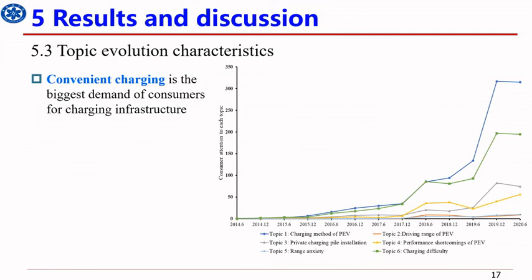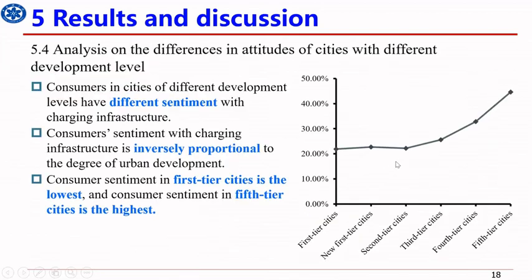We can see that convenient charging is the biggest demand of consumers for charging infrastructure. We can see the charging method of PEV, and the lines over time. The blue one is the biggest, so convenient charging is the biggest demand for consumers. For the others, the second is charging difficulty, and the third one is private charging pile installation.